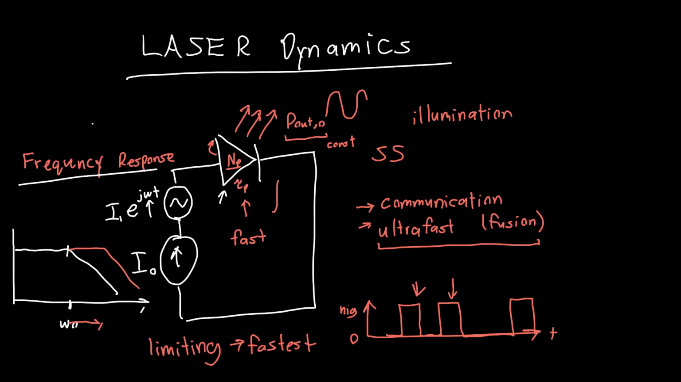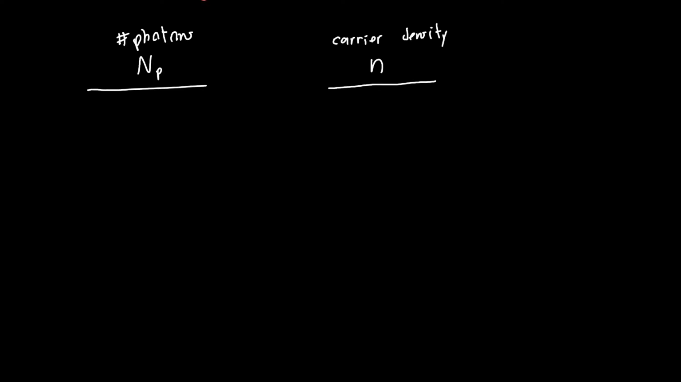So now the question is, how do we figure out this frequency response? Well, all we need to do is use the differential equations that we've learned so far. So we've got two differential equations, one which is describing the number of photons inside the cavity, and the other one which is describing the carrier density. And so this is the classic thing that we're used to dealing with in semiconductor physics. It has units of per volume, or most commonly per cubic centimeter. And the number of photons is just a pure number. We're not dealing with densities.